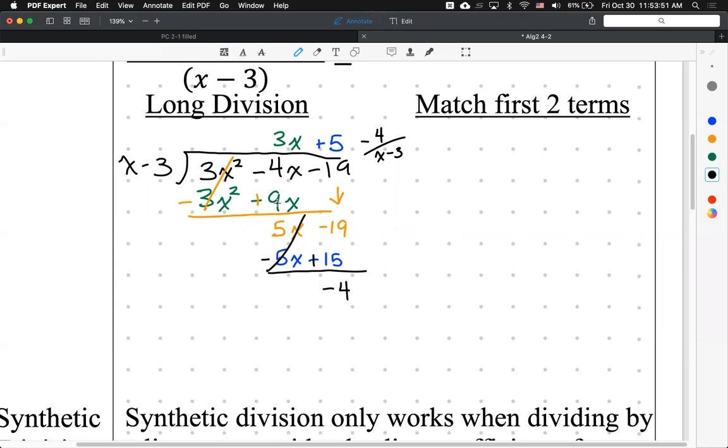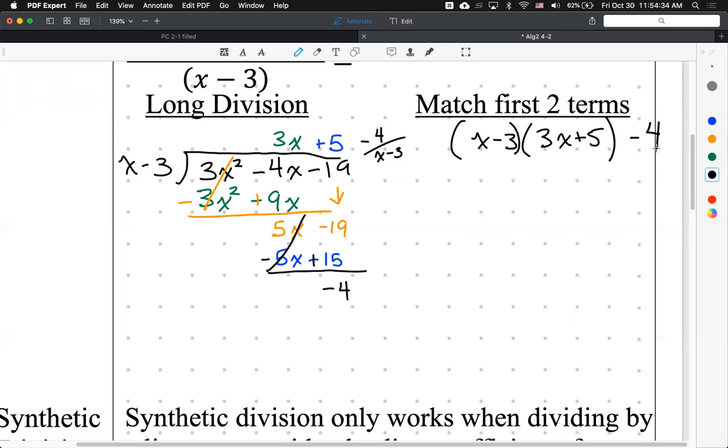What happens if we actually multiply these two numbers together? This 3x plus 5 times x minus 3. I want to see what happens. X minus 3 times 3x plus 5. Well, technically, I should be doing x minus 3 times 3x plus 5 minus that 4 over x minus 3. But I think you can all see that when I distribute x minus 3 times this -4 over x minus 3, it's really just saying do all of that stuff and then just subtract 4.